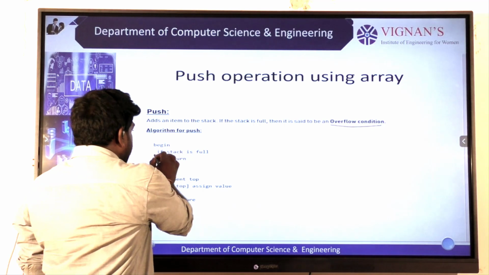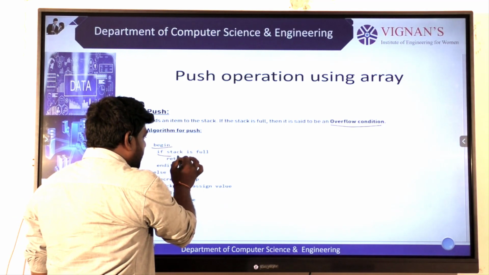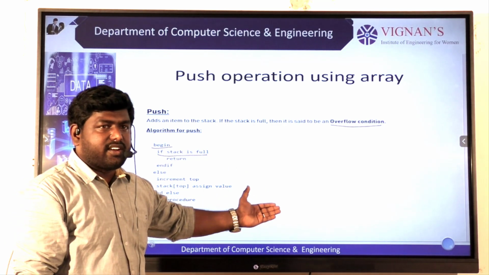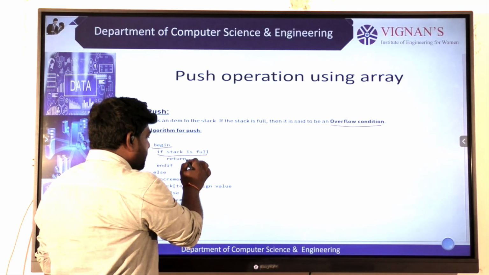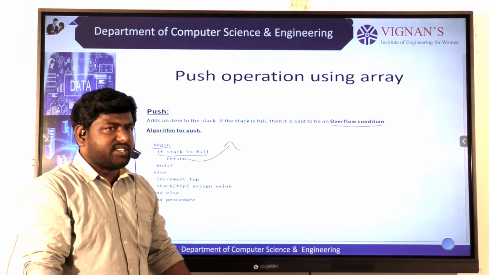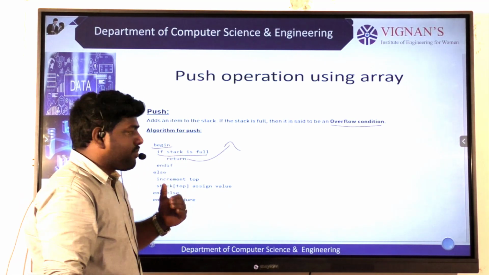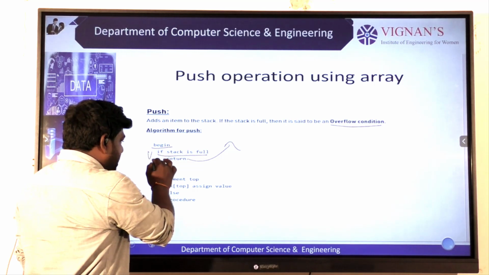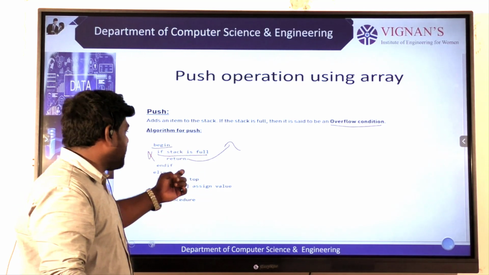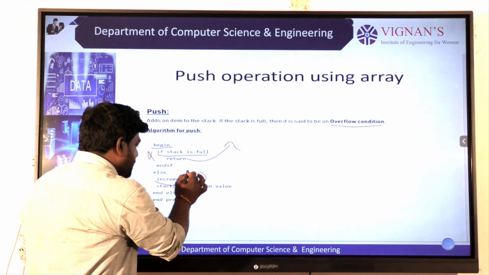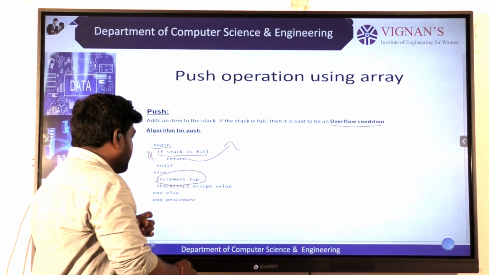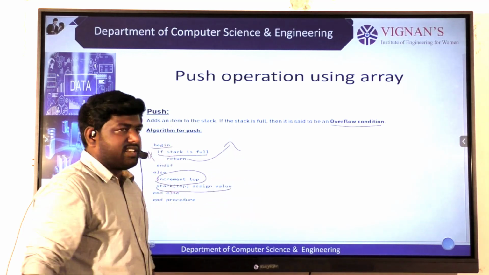The very first thing we have to check is whether the stack is completely filled or not. If it is filled, we have to come back from the operation. We are not doing anything because we are not able to insert a new element when the stack is full. And if the condition fails, which means we are able to insert a new element onto the stack, first we have to increment the top. After incrementing the top, only then are we able to insert a new element.